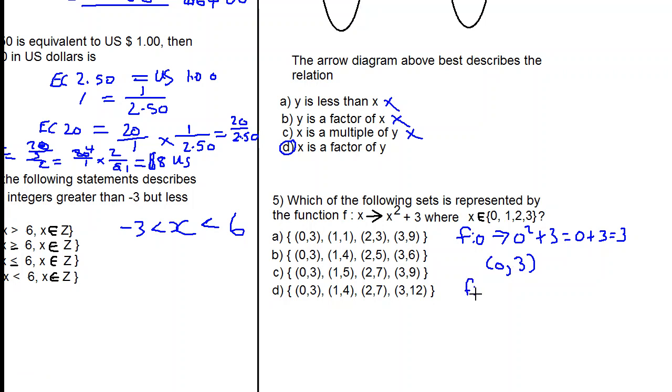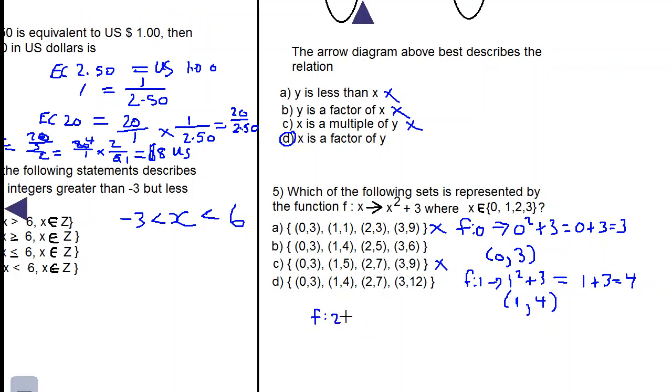Let's try f of 1. So we have 1 squared plus 3, which is 1 times 1 is 1 plus 3, which is 4. So our answer is x equal 1, y equal 4. That's our second ordered pair. So we know that A has to be wrong because they have 1, 1. C has to be wrong because they have 1, 5. So the answer is either B or D. So let's look at f of 2 now. F of 2 is 2 squared plus 3. 2 2s are 4 plus 3 is 7. So our third ordered pair is 2, 7. So we know that B has to be wrong. The only right answer could be D.